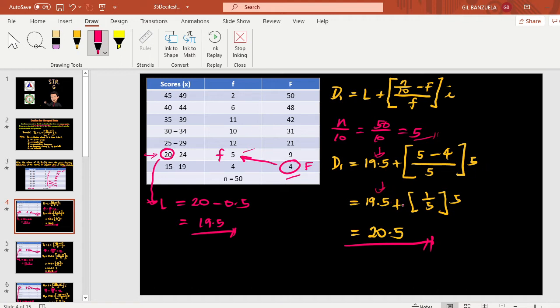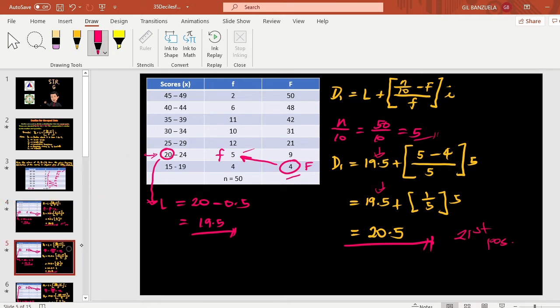So let's simplify. Bringing down 19.5 plus, simplifying 5 minus 4, that would be 1/5. Then 5 divided by 5 is equal to 1, so 1/5 times 5 is equal to 1. So 19.5 plus 1 is 20.5. Therefore, decile 1 is on the 21st position. Take note, we are looking for the position here.